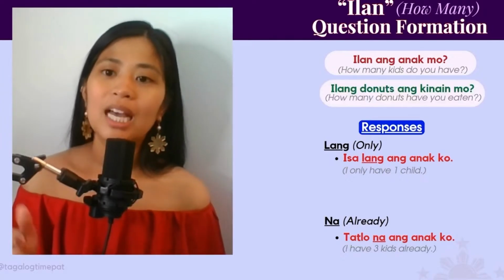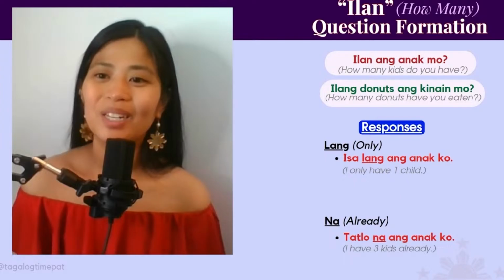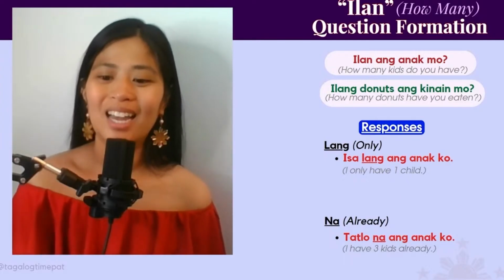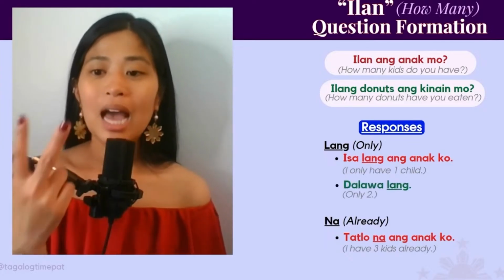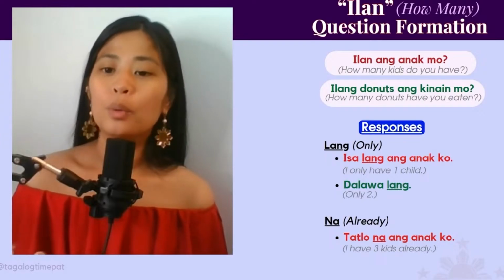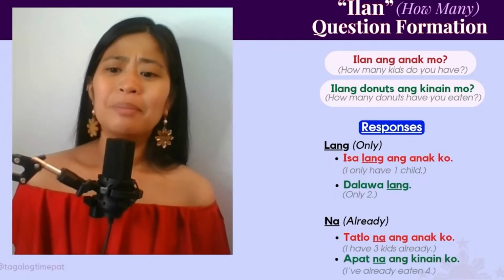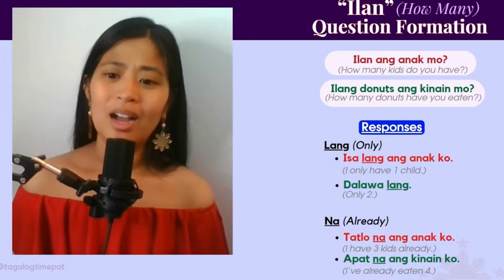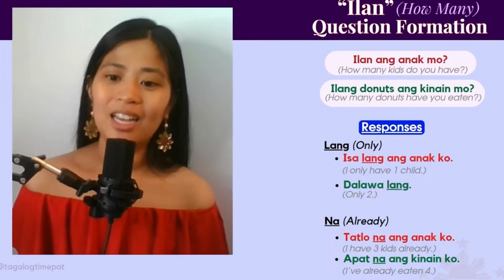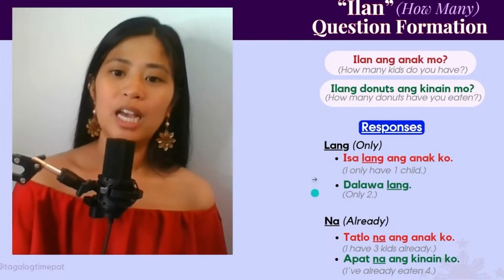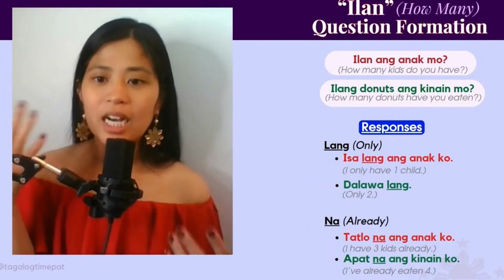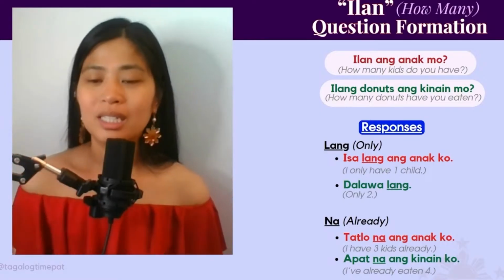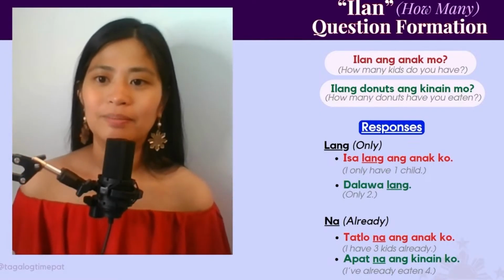Or another example, ilang donuts ang kinain mo? How many donuts have you eaten? Ilang donuts ang kinain mo? Or how many donuts did you eat? So, you could say, dalawa lang, only 2. Or, apat na ang kinain ko. I've already eaten 4. Apat na ang kinain ko. So these 2 words show almost like an emphasis, or they just give you an idea of how much or little something is. Only and already. Okay?